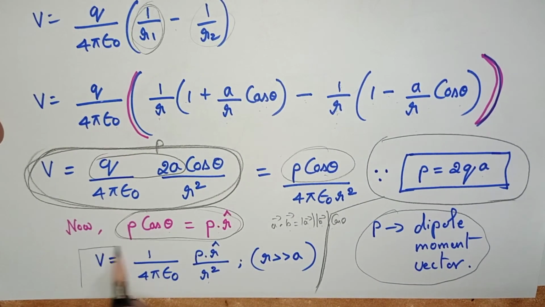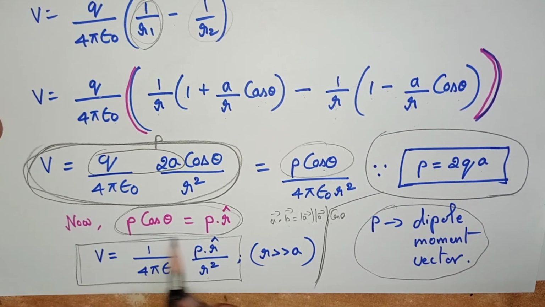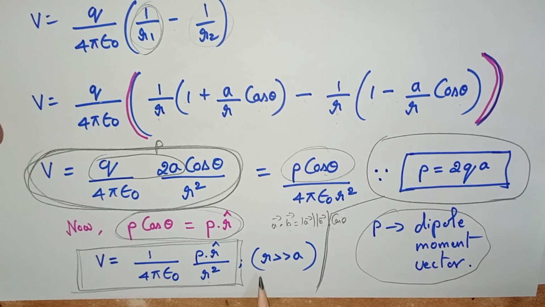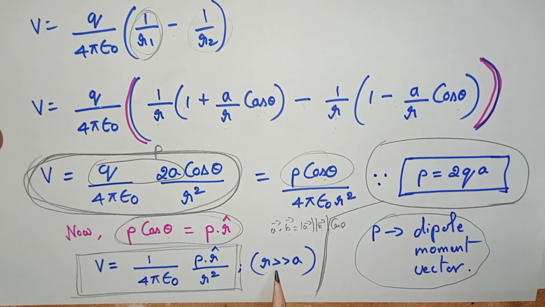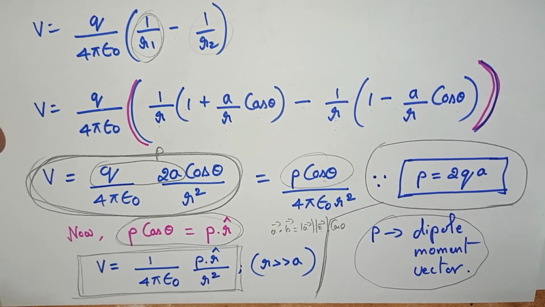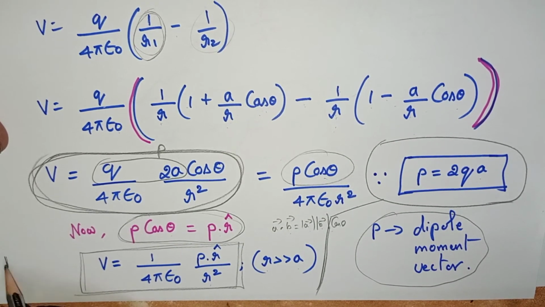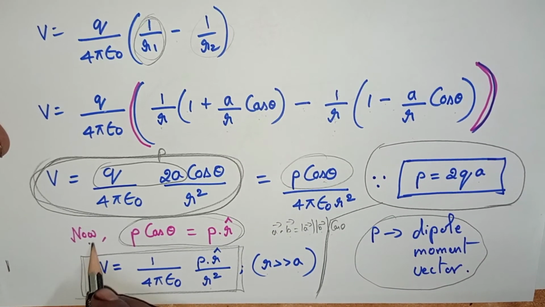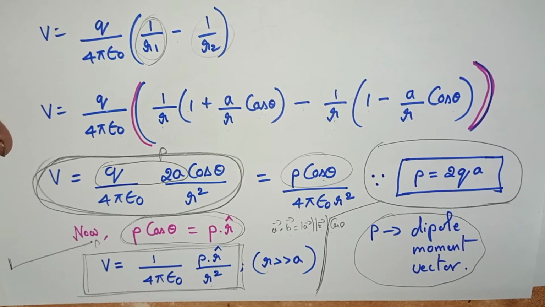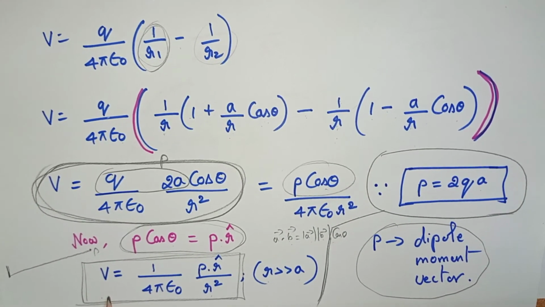And this derivation we have carried out based on the assumption that r is very much greater than a. This means the distance between the dipoles is very small compared to the distance to the point P. This distance is very high. That's how we arrived at this result.